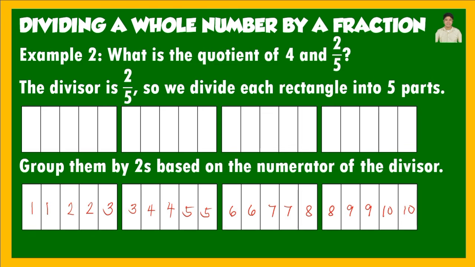Upon grouping them by 2s, ang nakuha nating sagot is 10. So we have 10 groups. Therefore, the quotient of 4 and 2/5 is 10. Kasi you can see, kitang-kita nyo naman, 10 groups po ang meron tayo.